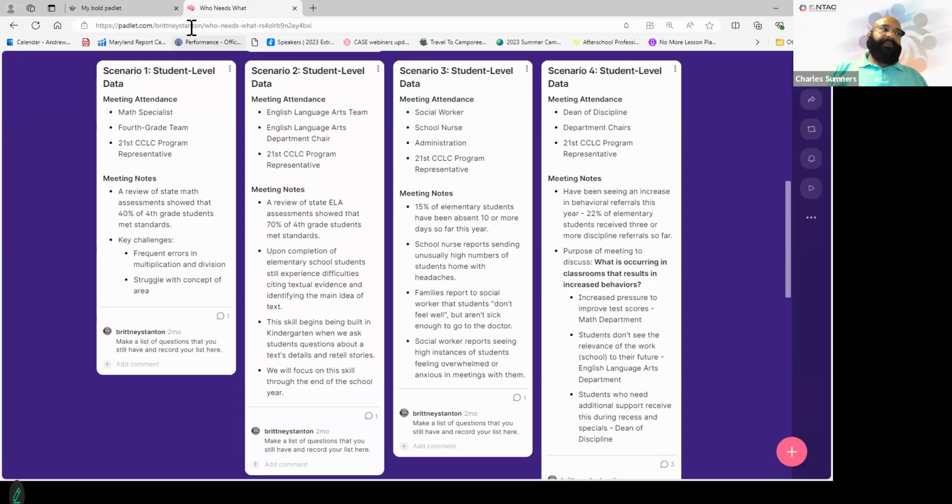Like, after we went to this meeting, what questions are we left with after having this data shared with us? Let's go ahead and take a look at our Padlet and see what kind of student level data we get from our meetings.